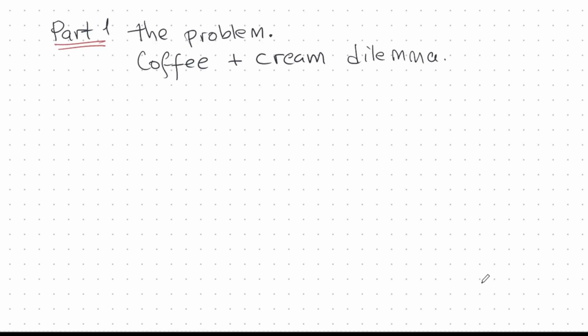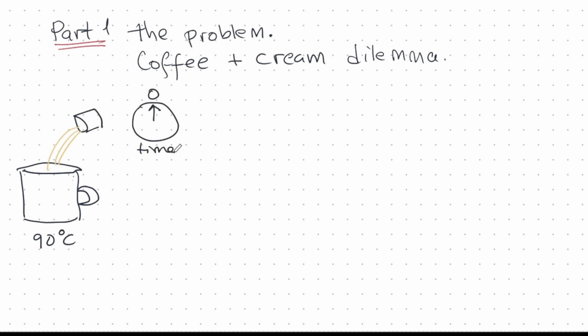Today we're tackling the age-old dilemma of when should you put the cream in your coffee. So here I have a cup of coffee and it starts off at 90 degrees Celsius, let's say. I take my little container of cream and I dump the cream in right away at time t equals 0. And my cream is going to be at 10 degrees C. So we'll call this scenario A.